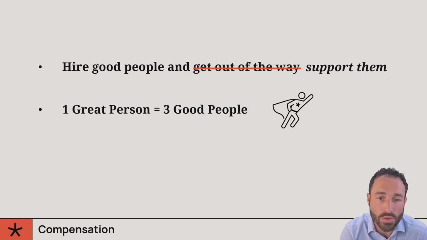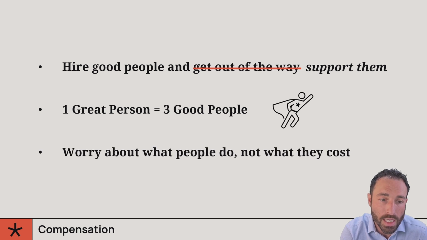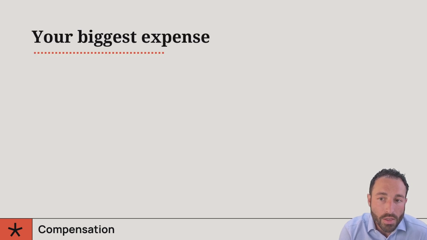In some industries, it's far higher contrast than that. Programmers, for example, there's almost no comparison. One great person could be 100 times better than a good person, or really just infinitely better. The thing here really is to worry about what people are doing, worry about what their output is, think about their productivity, not just about their cost on paper on either an hourly or monthly salary. So compensation is your biggest expense, and there's a few questions that we like to ask people here.